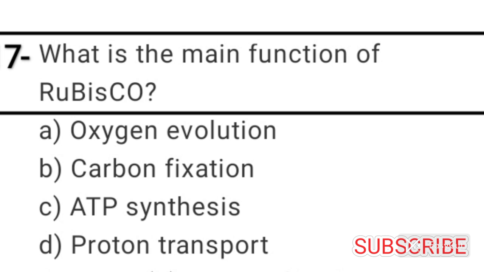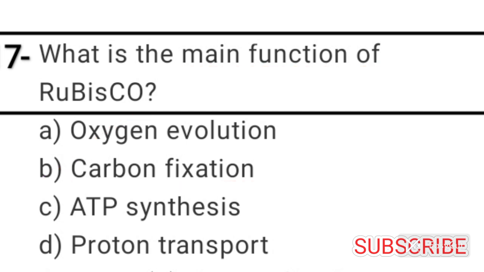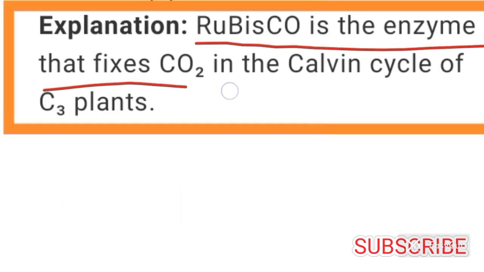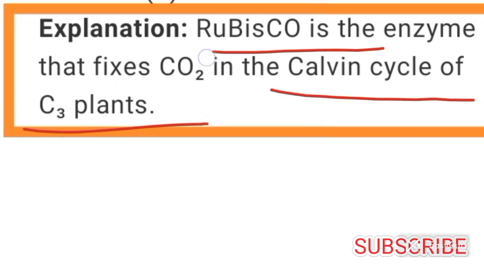Question number 17. What is the main function of Rubisco? Answer is option B. Carbon fixation is the main function of Rubisco. Rubisco is the enzyme that fixes CO2 in the Calvin cycle of C3 plants. देखिए C3 plants में जब Calvin cycle होती है तब Rubisco enzyme fix करता है CO2 को.